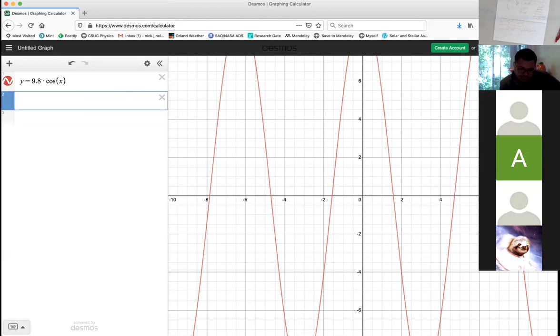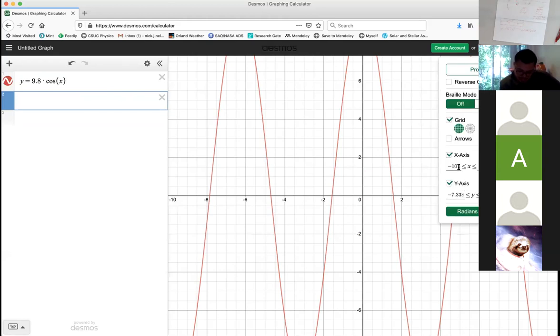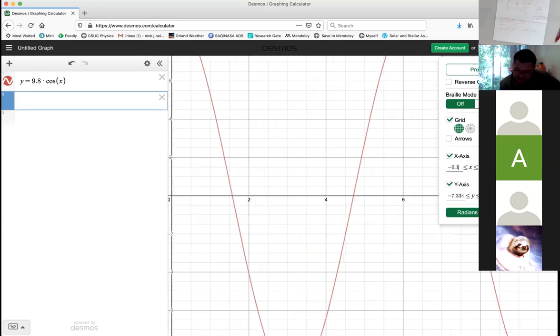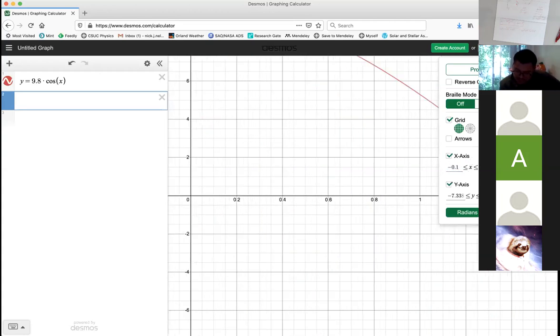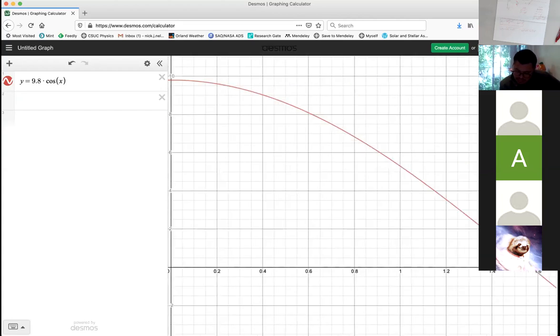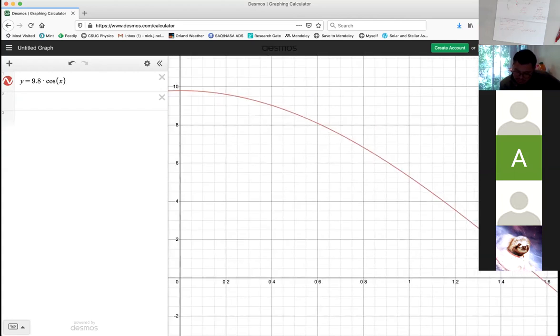Now, I need to rezoom this thing because it just assumed something, right? I only want to look at things from 0 to pi over 2, which means I'm going to make this like negative 0.1 to like 1.6. Okay? And then I'm going to have to readjust how I zoom in the y, but I can actually just do that by scrolling, right? So there's our tangential component of acceleration.